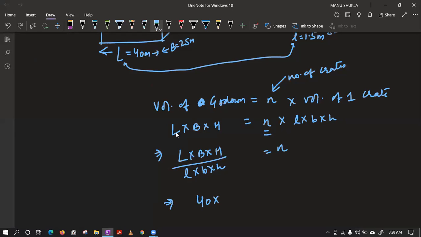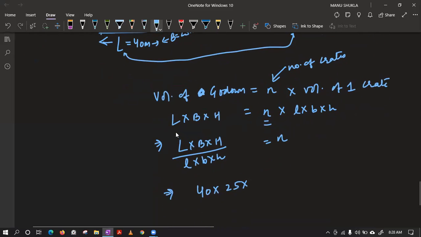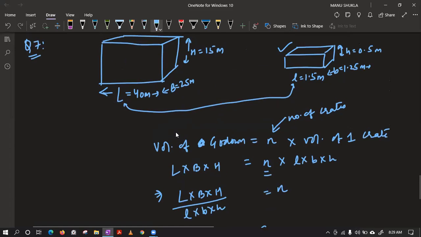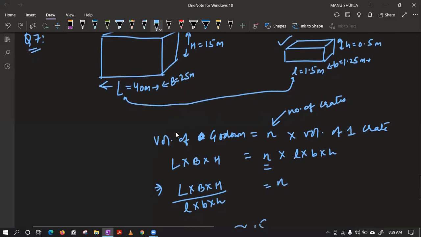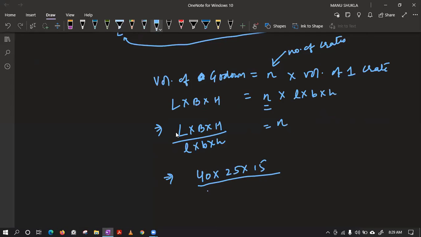So 40 into 25 into 15 upon 1.5, 1.25, 0.5. I have told you it is better to remove the decimals. 10 will come, 100 will come, and 10 will come. This is better. Now just divide this.